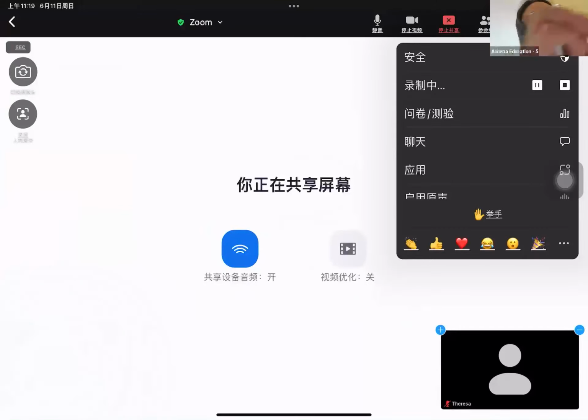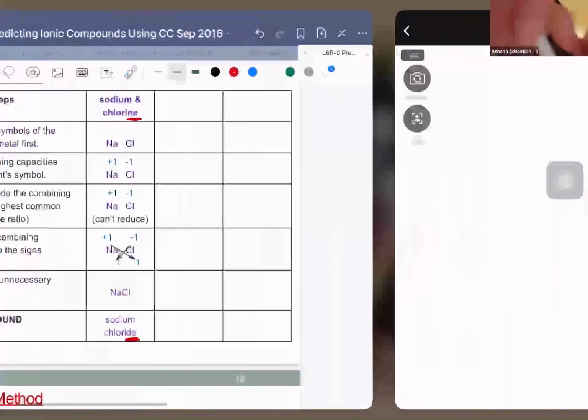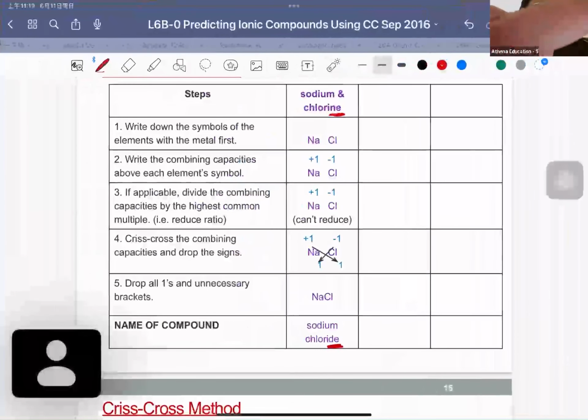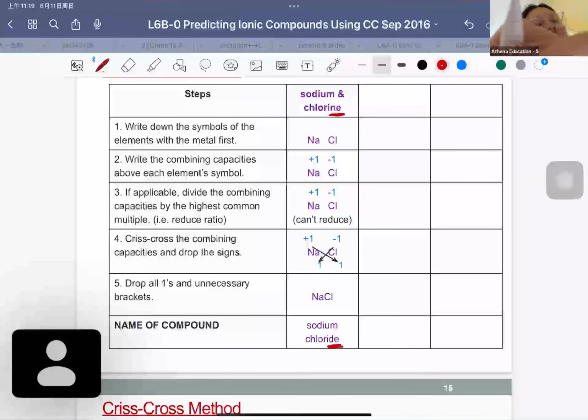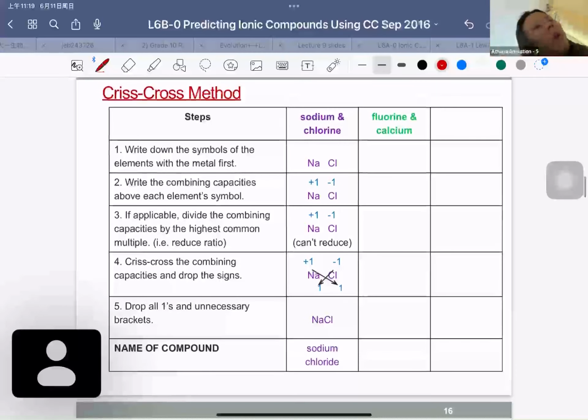No questions, right? It's very simple. It should be no problem for you guys to do the cross multiply here. So let's just see another set of examples. We have fluoride and calcium. Always remember, so fluoride and calcium, which one is a metal?